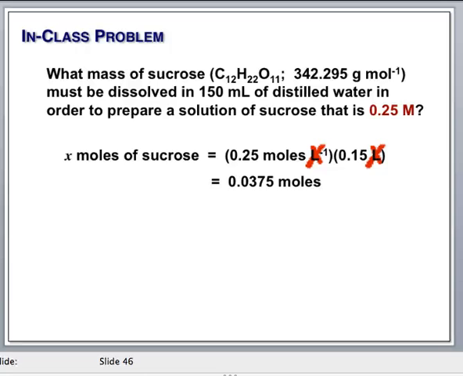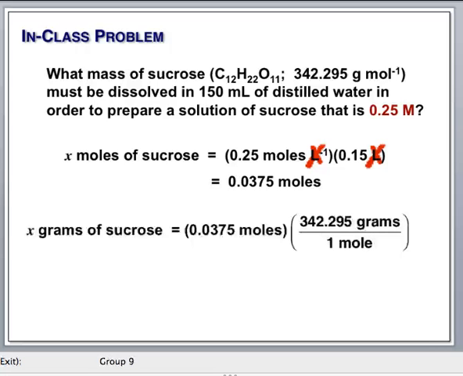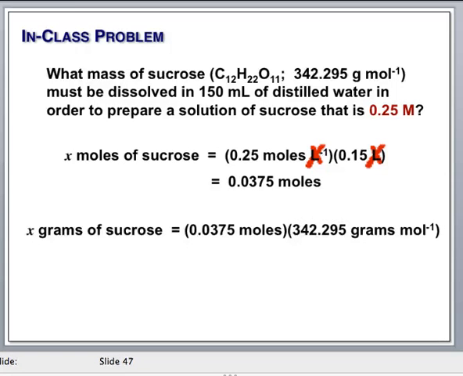In order to get the number of grams, mass, all we have to do is take our molar mass, 342 grams per mole, our number of moles here, that's our given. Moles will cancel. Oh, here, I drew it out the long way too, mole and per mole will cancel, and we're left only with grams. To two significant figures, we're looking at 13 grams of sugar.